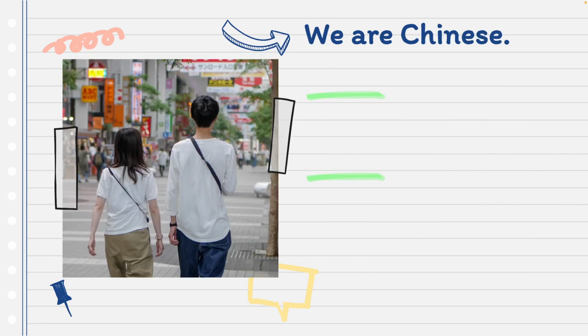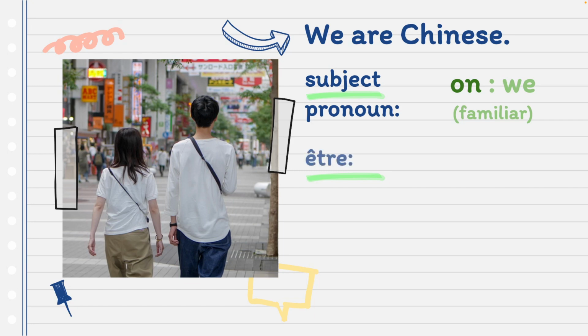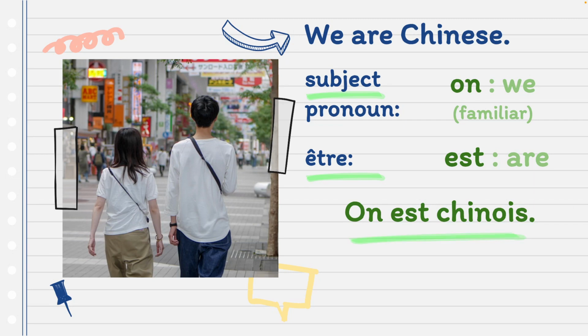We are Chinese. Let's think of the we as the informal pronoun. The informal pronoun for we is on. The form of the verb être that goes with on is est. On est chinois. We are Chinese. We can pronounce the N on on because it's followed by a vowel, but we don't pronounce the T or the S on est, and we don't pronounce the S on chinois. However, if we were speaking about some girls, we could say on est chinoise and put an E at the end.